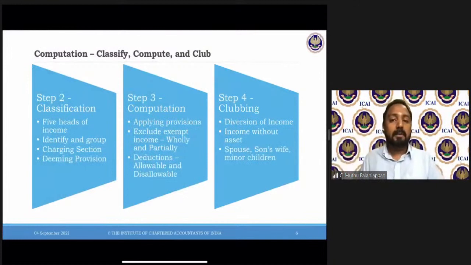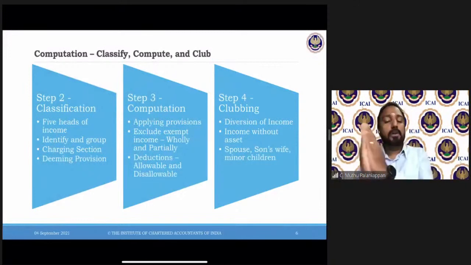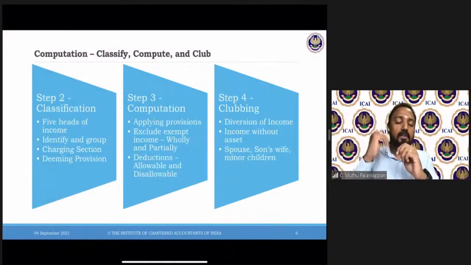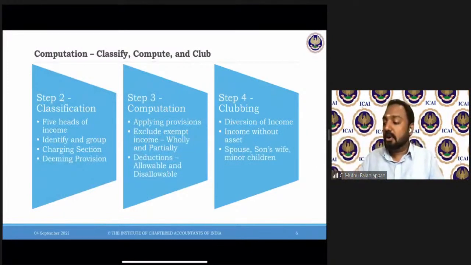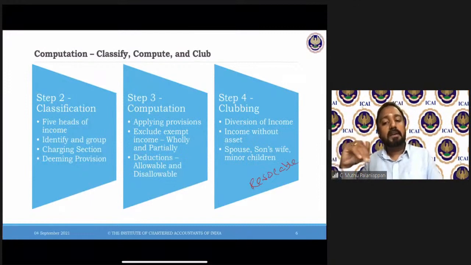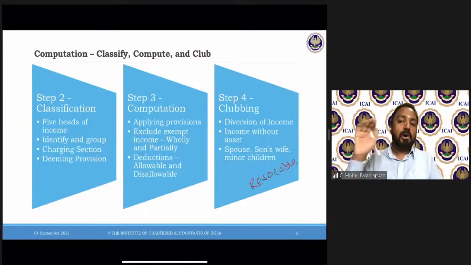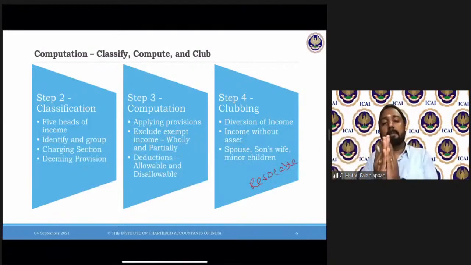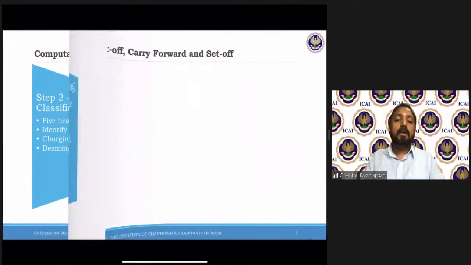Step 4 is clubbing of income. When you say clubbing of income, we have already discussed. It is only transfer of income without transferring the asset, transferring the income without the asset, or transferring the asset which is revocable, right? So you call it a revocable transfer. We discussed revocable assets. And then you're transferring to your spouse, minor children, or son's wife. All this is called clubbing provision. So all this is covered under clubbing. So these three incomes you take, classify, compute, and then include clubbing of income.